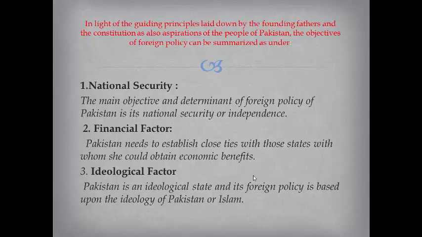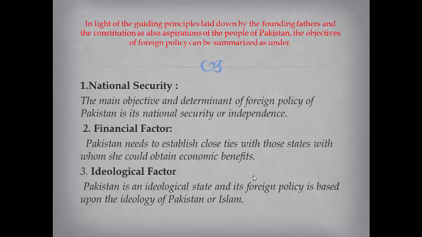So how are we setting our foreign policy? If these are financial matters, or if this is a national security issue, Pakistan will care about her ideology. The foreign policy is meant to protect the ideology. The stability of Pakistan is also dependent upon its ideology. So it has been one of the major determinants of Pakistan's foreign policy to develop close relations with Muslim countries.